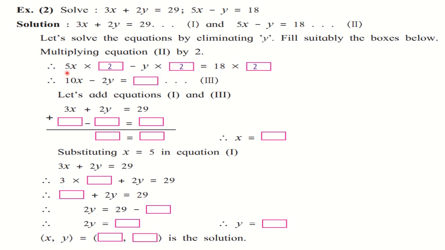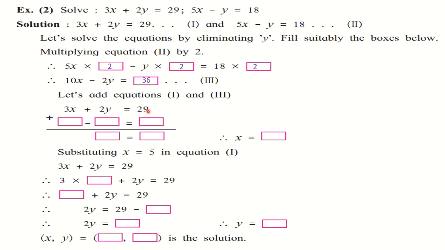So the answer is given: 5x into 2 is 10x, and 2 into minus y is minus 2y. And in the next box, 18 2s are 36. So in equations 1 and 3, you will observe that the coefficients of y are equal and the signs are opposite. So we are adding these two equations, 1 and 3.